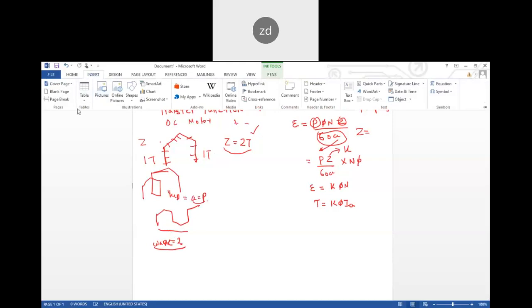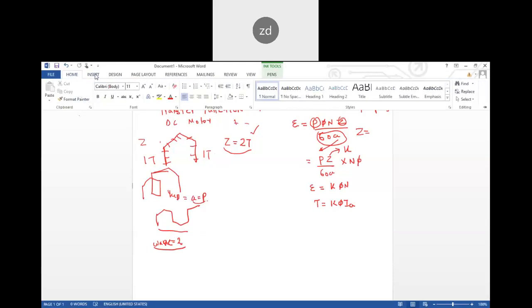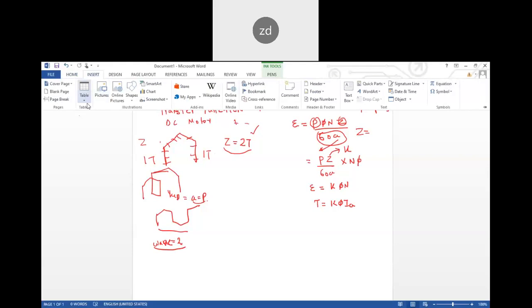Now, in order to calculate the transfer function of this motor, what we have to deal with, first of all, let me insert some blank pages over here. I don't think we have some more pages.